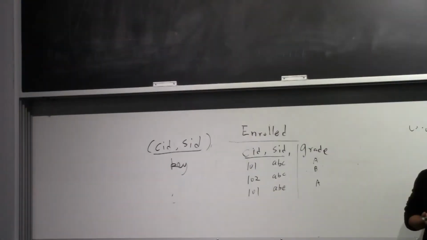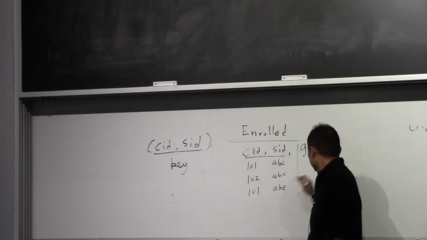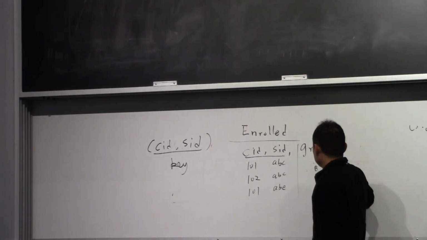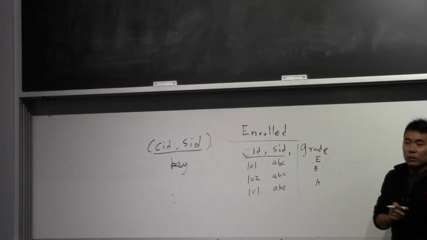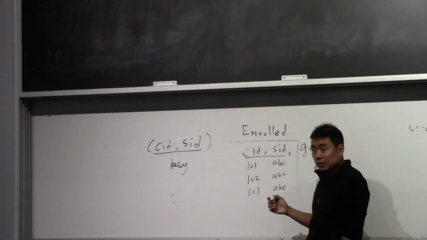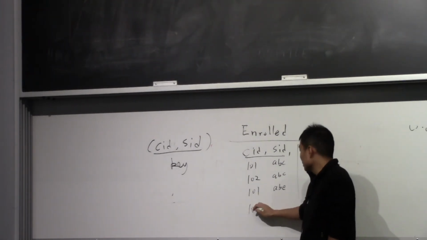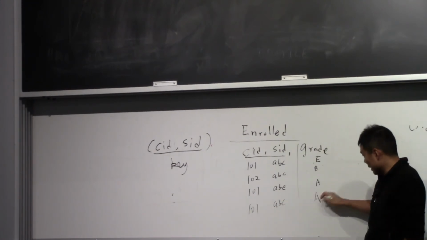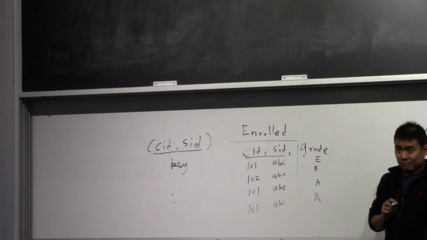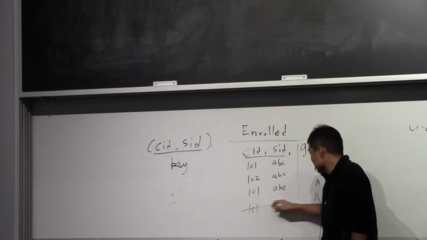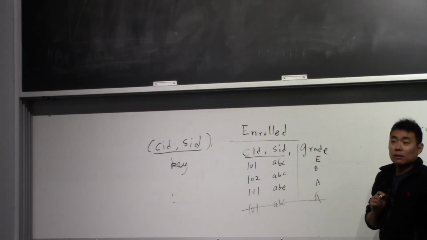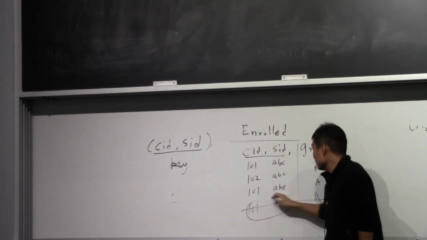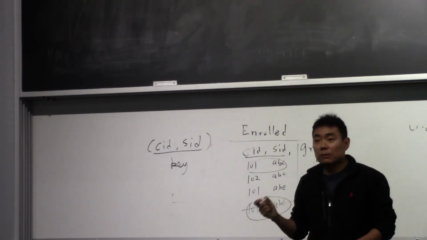So far so good? Can I have, let me change this to E. Let's say student ABC failed course 101. Because of that, he or she wants to retake the course. So I take the course again. Hopefully this time I get an A. But too bad, this will be rejected. Why? Because this is the key. The combination of this must be unique for different topics.